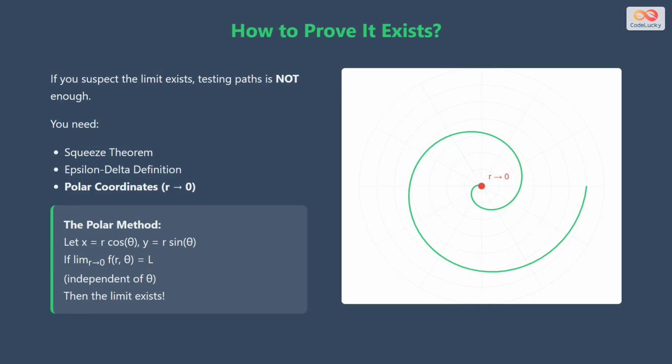So how do we ever prove a limit actually exists? Testing paths can only show when it fails. To prove it works, we often use the squeeze theorem or convert to polar coordinates. In polar form, if we can show the limit is independent of the angle theta as the radius r goes to 0, then the limit exists.